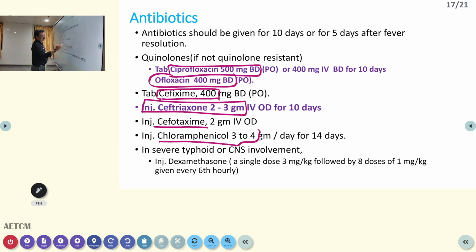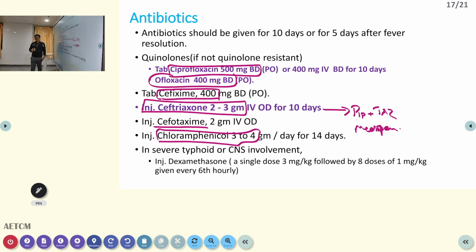Chloramphenicol is a very old antibiotic. Nowadays we are not using it because of bone marrow suppression problem. That also can be tried. But nowadays we are seeing even ceftriaxone resistant typhoid, then you have to go for piperacillin tazobactam or meropenem. That depends on your culture report. But initially only ceftriaxone or cefotaxime will be enough.